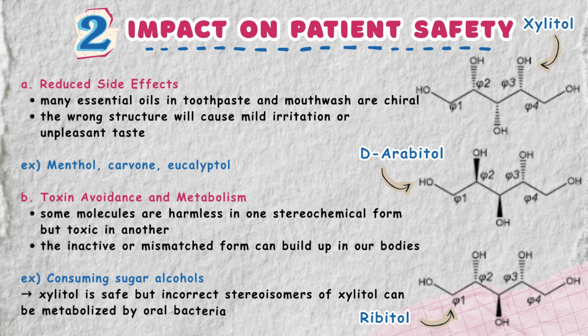And toxin avoidance and metabolism. Fluoride containing products often include stabilizers or flavoring agents that are stereochemically specific. Some molecules are harmless in one stereochemical form but toxic in another. The inactive or mismatched form can build up in our bodies. This can be like consuming xylitol again, where it's safe but the incorrect stereoisomer of xylitol can be metabolized by oral bacteria. And here I have on the side xylitol and then its other incorrect stereoisomers that won't have the correct effect.